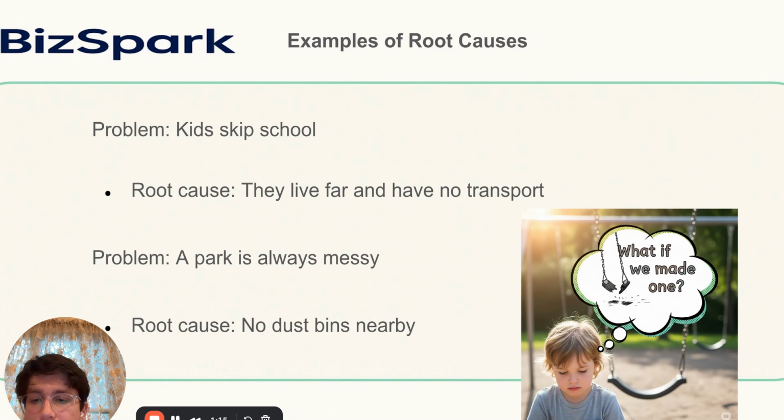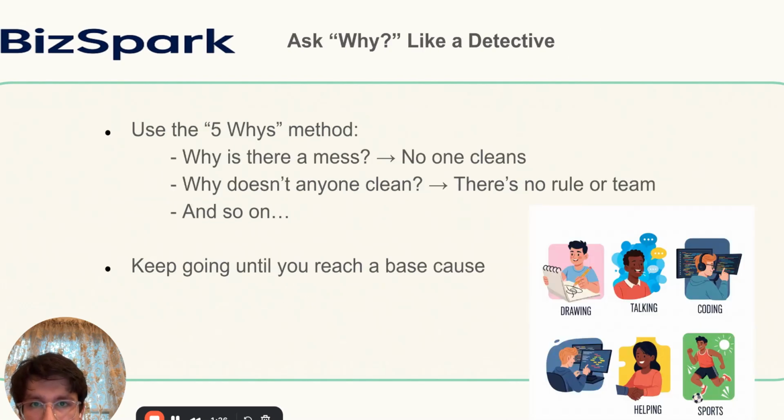For example, a different help would be needed for a park that is messy, right? We can identify the root causes. If a park is messy, maybe there are no dustbins, right? So you should always ask whys. To help us get there, we can use this trick by asking the 5 whys, typically. Just keep asking why, like a detective, until you hit the deep root cause.